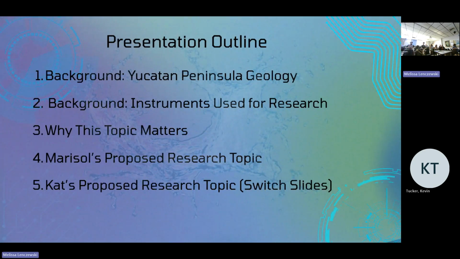So, presentation overview: we will be covering the background of the Yucatan Peninsula geology and the instruments being used for our research. We're also going to cover why this topic matters, and then we'll go into each of our proposals.